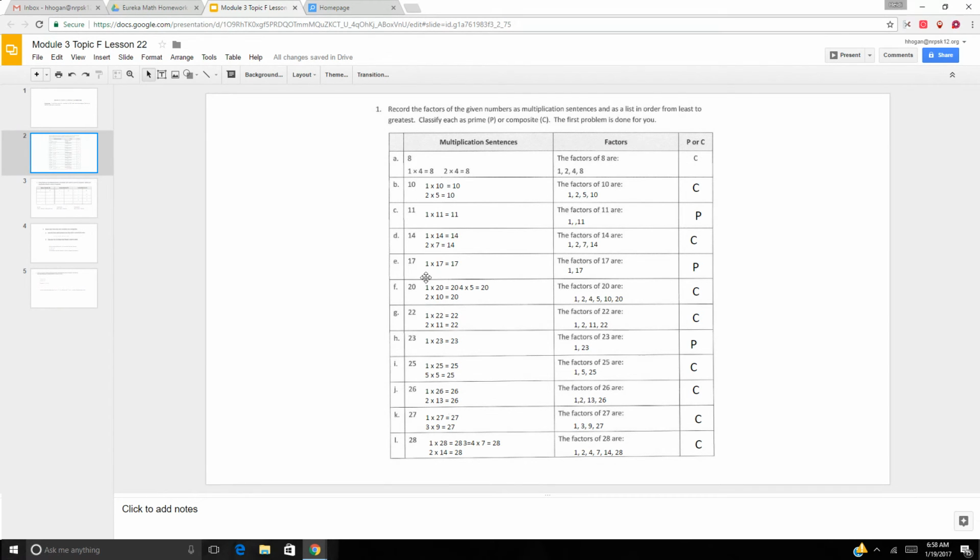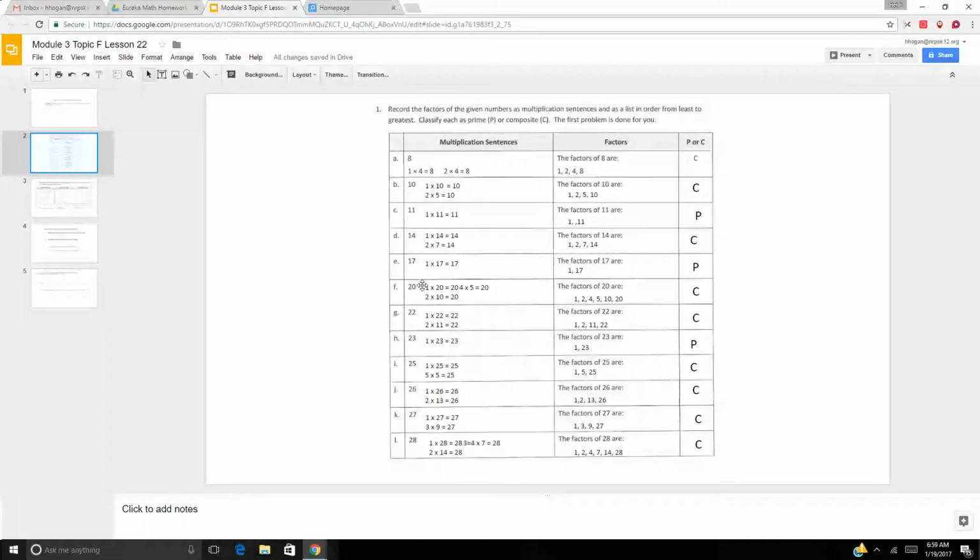For 17, 1 times 17 is 17. Can we multiply 2 by a factor to get that? No. The only factors of 17 are 1 and 17, which means it's prime. A prime number only has factors of 1 and itself.